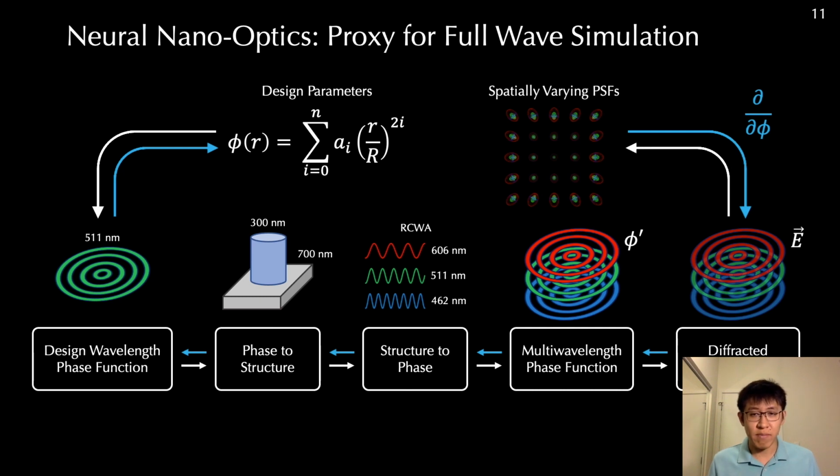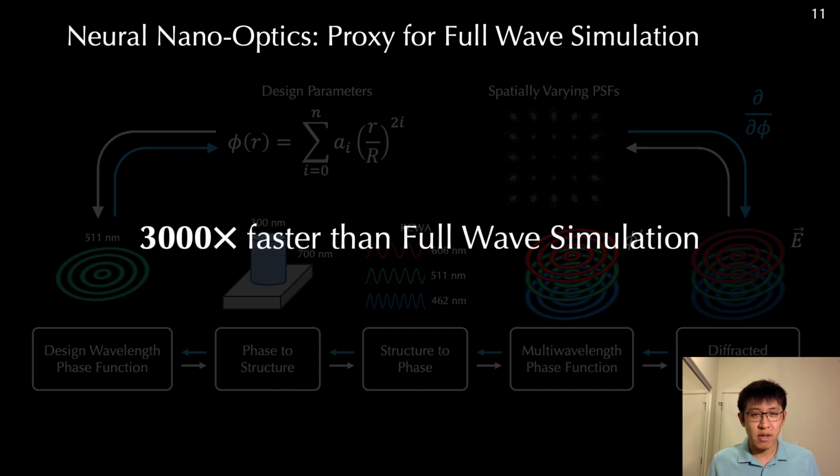Each step of this simulation pipeline is fully differentiable, allowing for gradient flow back to the optimization parameters. Here, gradient flow is shown by the blue arrows. And in order to design this system in an end-to-end manner, it is essential that the gradients are able to flow all the way back to the design parameters from the spatially varying PSFs. This entire chain here is 3,000 times faster than traditional full wave simulation. And this allows us to run our design process much faster than previous methods.